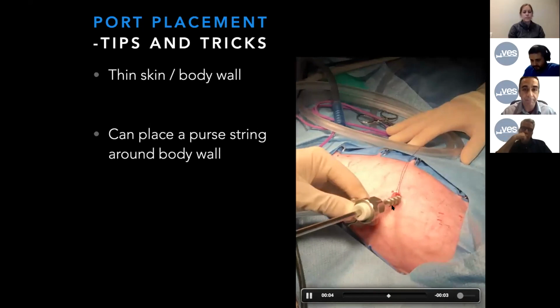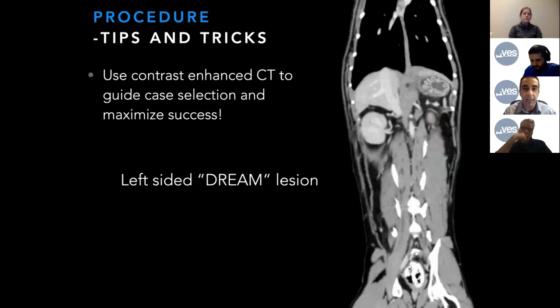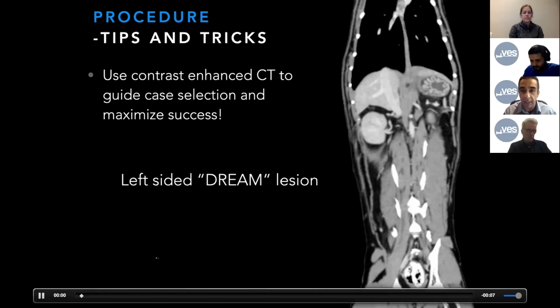The next thing, I think it's fairly obvious, but if we are going down the route of adrenalectomy, using contrast enhanced CT is absolutely essential to guide case selection. If this is one of the first cases that you're initiating, certainly using CT to choose, is this a good one for laparoscopy? Is this going to be one that we should do open? It can be extremely helpful.